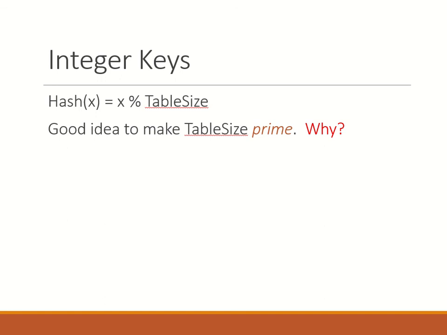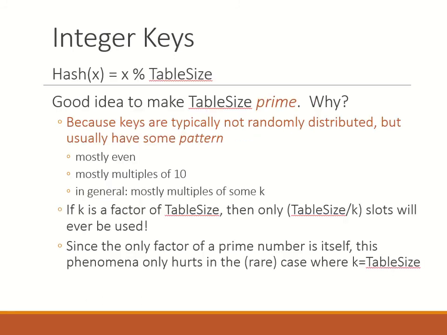So for integer keys, I said hash of x is equal to x modulus table size, where the table size is generally chosen to be prime to avoid collisions. The keys are typically not randomly distributed but usually have some pattern, mostly multiples of 10 and so on. They mostly have some order, so you have to break that order. In that case, you can take the table size as a prime number.